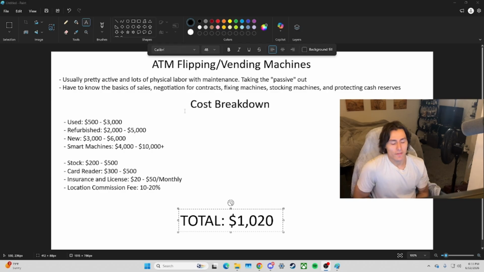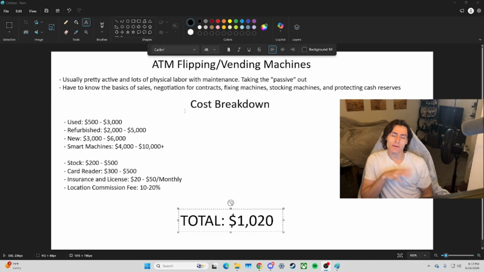All right, and here we have our fifth and final one. This one we're gonna be talking about ATM flipping or vending machines. I haven't really done a whole lot of research on ATM flipping, so for this one, I'm going to be focusing mainly on vending machines.